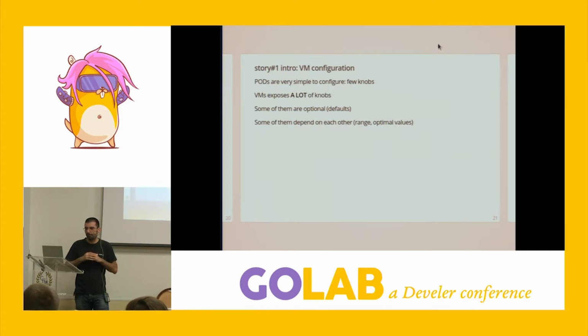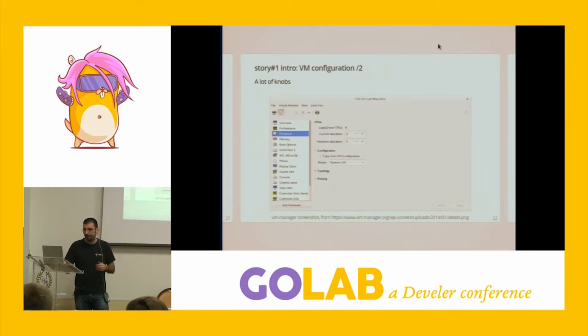On the other hand, virtual machines do have a lot of configuration options, and this is actually a good thing, and you want to keep them. The problem is, some of those fields depend on each other. And by depend on each other, I mean they have values that are legal or illegal depending on other fields in the VM configuration area, or they become optimal or suboptimal depending on those other fields.